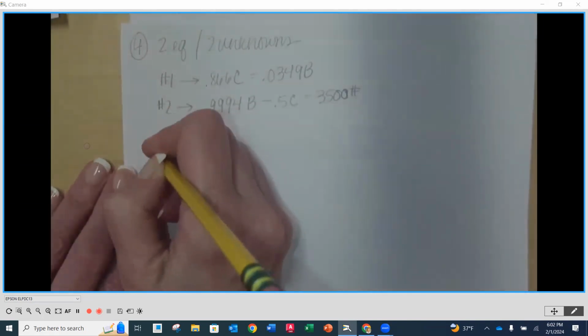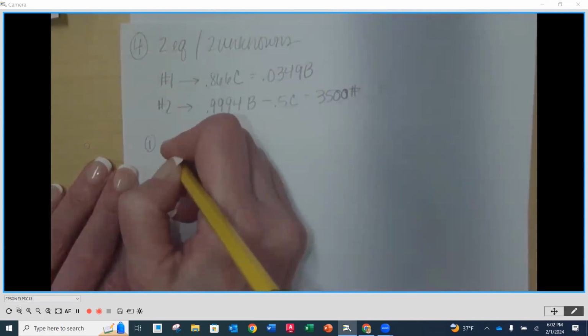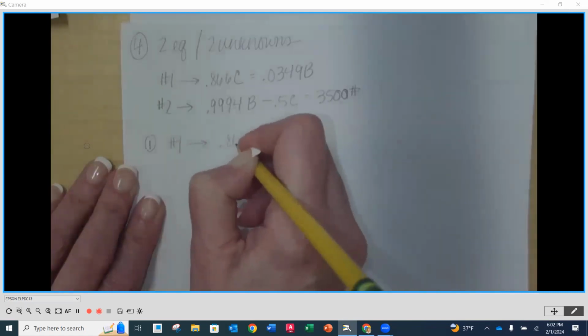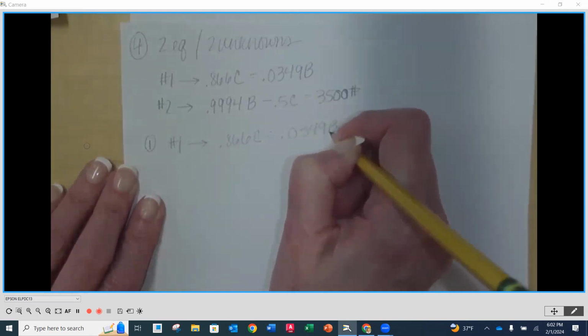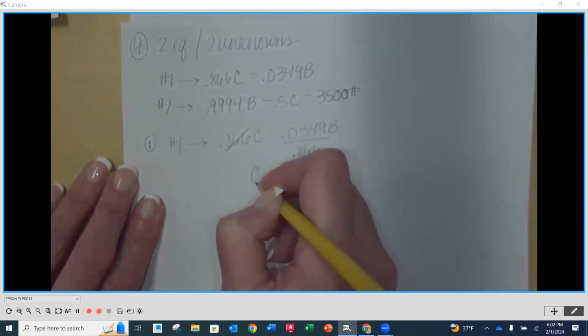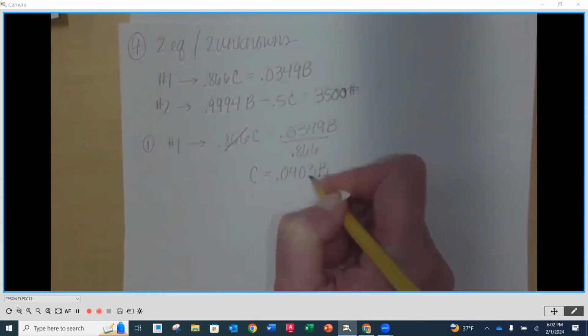My step number 1 here, in this step number 4, I'm going to rewrite this. This is going to be my equation number 1: 0.866C is equal to 0.0349B. And I'm going to divide both sides by 0.866. So C is going to be equal to, and check my work here, 0.0349 divided by 0.866. I'm getting 0.0403B.